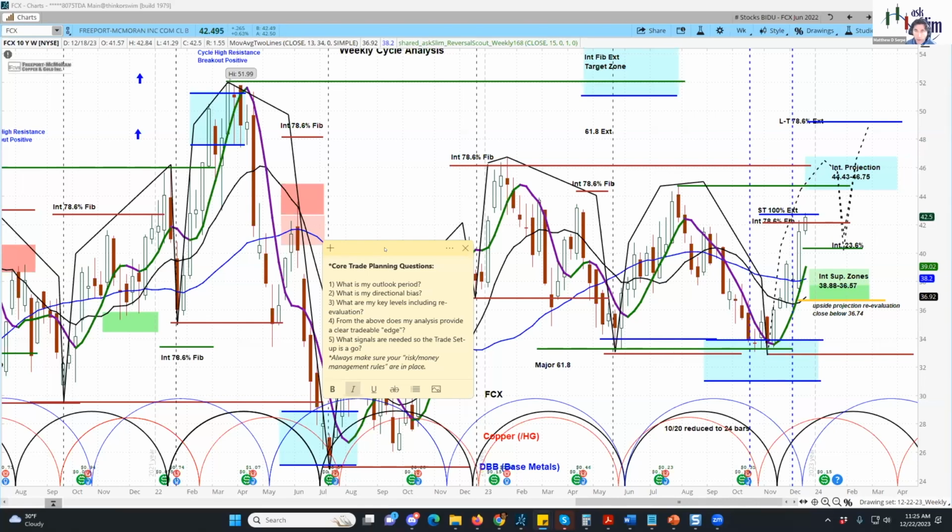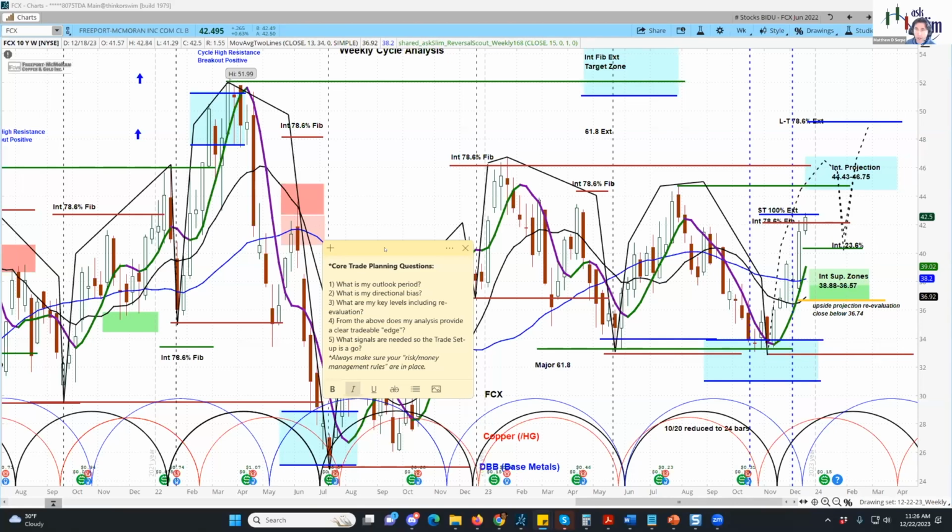And that consists of our outlook period. So each one of us analysts today talked about our outlook period. So for me, as I look at FCX, I'm looking at an intermediate or slightly longer term outlook. So that would mean something like 3 to 8 weeks or even a couple months out.